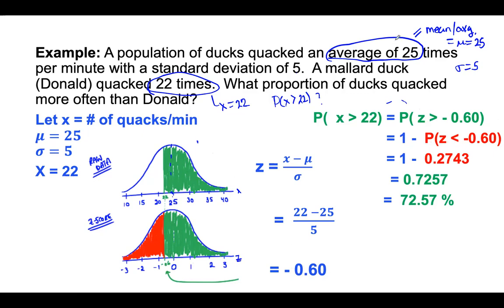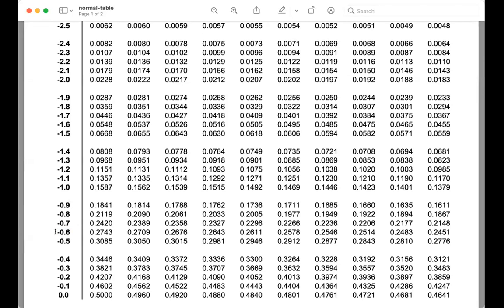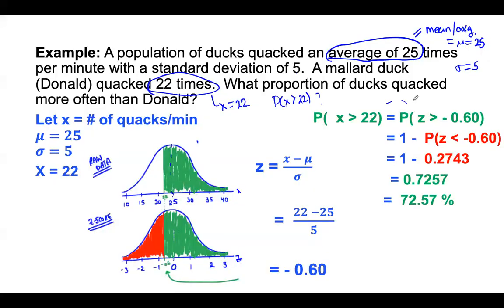Now we go to the table. So negative 0.6 is right here. So 0.2743. And we take that whole area, 1 minus that probability of that red area of 0.2743, and we calculate that green area that we're looking for, that probability.